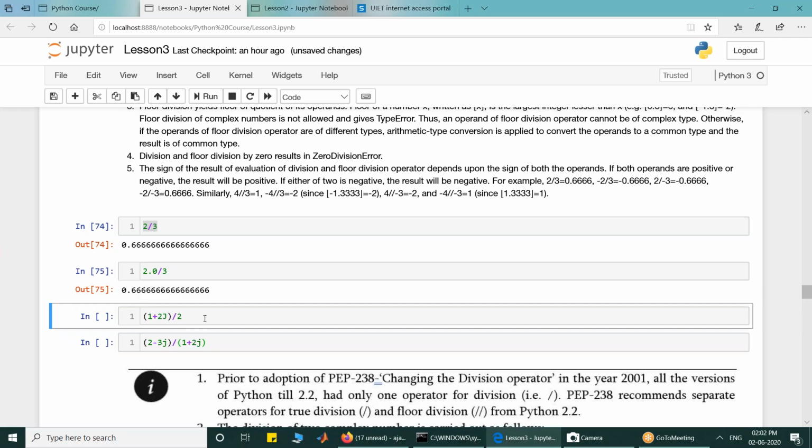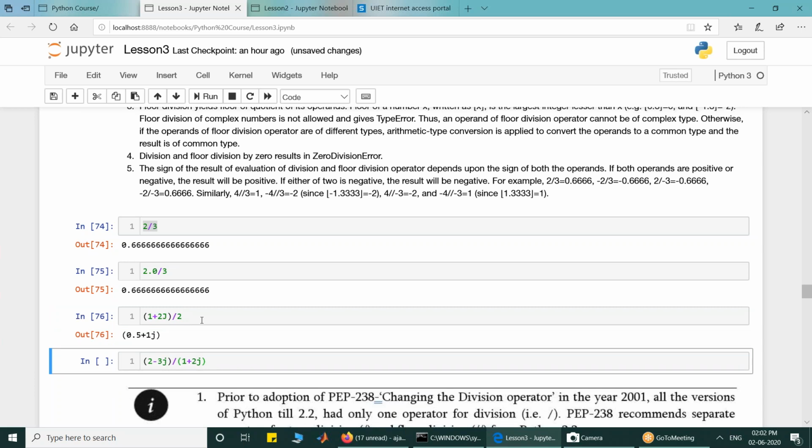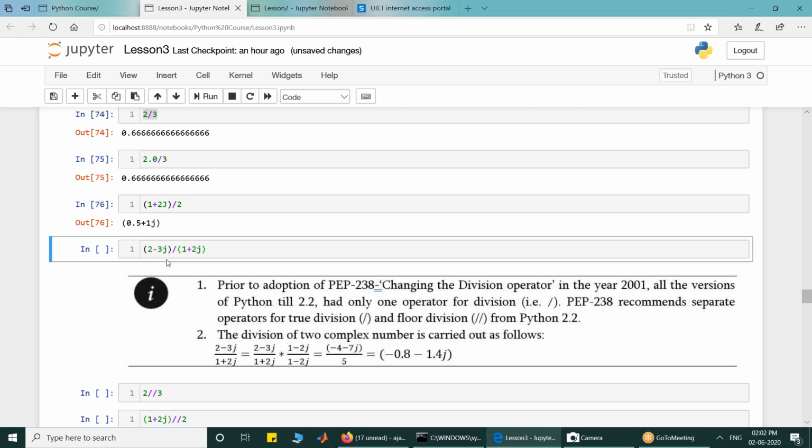So 1 plus 2j divided by 2: one is complex, one is integer. So 2 is converted to complex first, becomes 2 plus 0j, and then division is carried out, and it comes out to be a complex number. Both of them are complex. The result will come out to be a complex number.